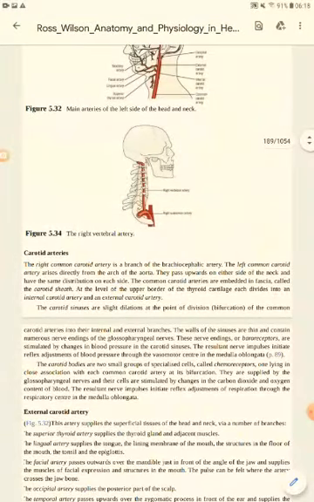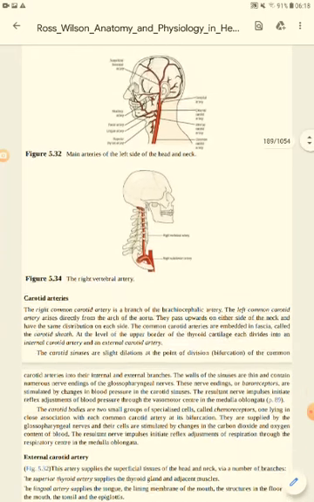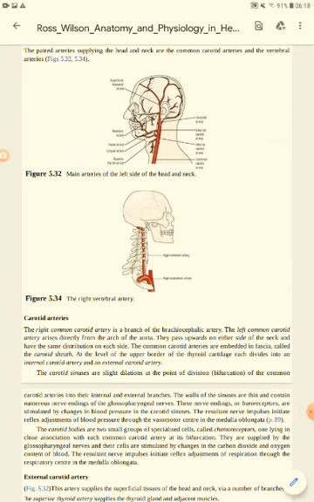So the right common carotid artery is a branch of brachiocephalic artery. The left common carotid directly arises from the arch of aorta. Both of them pass on each side of the neck and distribute on various regions of the brain. The common carotid arteries are actually embedded in a sheath which is called carotid sheath.